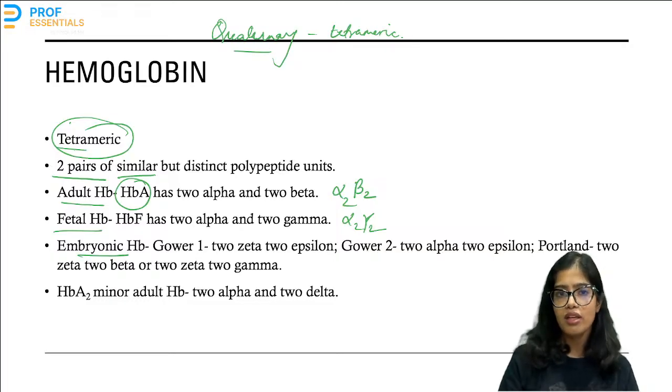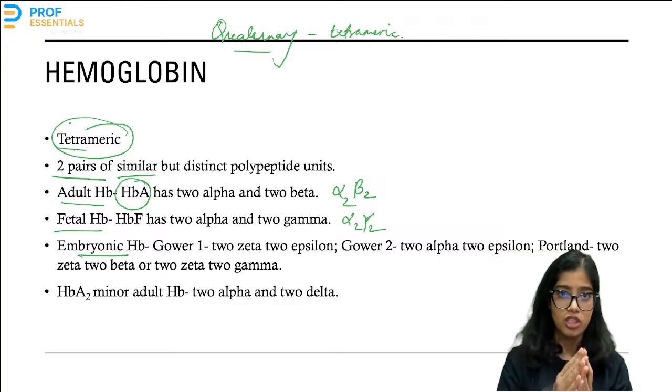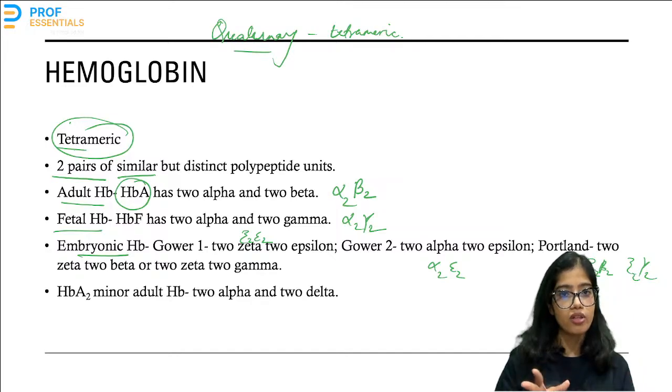Embryonic hemoglobin. What is embryonic hemoglobin? There are different forms of embryonic hemoglobin that predominate during the first 3 months of life, in the first trimester. So Gower 1 has zeta 2 and epsilon 2. Gower 2 has alpha 2 and epsilon 2. And Portland can either be zeta 2 and beta 2, or zeta 2 and gamma 2. So these are Gower 1, Gower 2, Portland, all embryonic hemoglobins that get degraded after the first 3 months of life.